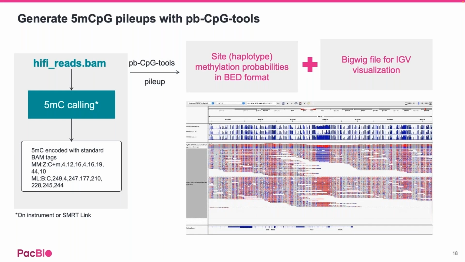Here, pb-CpG-tools further performs a pile-up to generate methylation probabilities for each site and haplotype. The tool outputs a BED file to capture the methylation score for each site, accompanied by a bigWig file, so users can pull in both the BAM and bigWig files to visualize the methylation information in IGV.